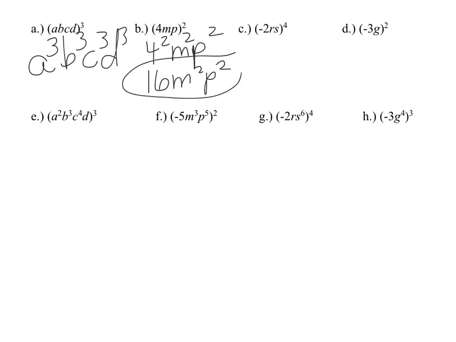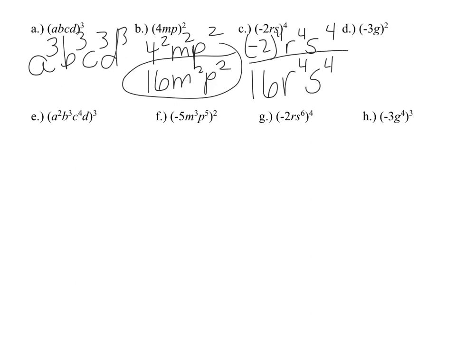All right, so we are going to take them one step further. The next one, that negative 2 inside parentheses being taken to the fourth power. So we're going to do negative 2 to the fourth power, R to the fourth power, S to the fourth power. Negative 2 to the fourth power is 16, right? Negative 2 times negative 2 is 4, times another negative 2 is negative 8. Negative 8 times another negative 2 is positive 16. So this becomes 16 R to the fourth, S to the fourth.